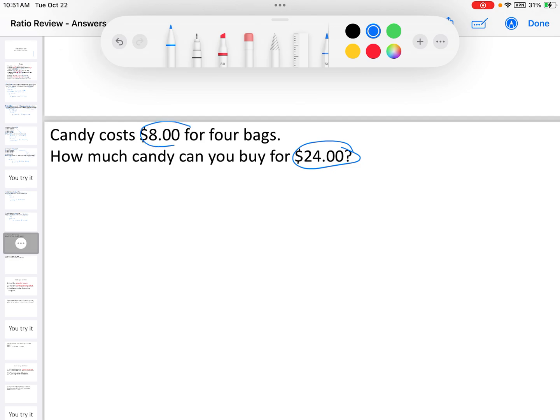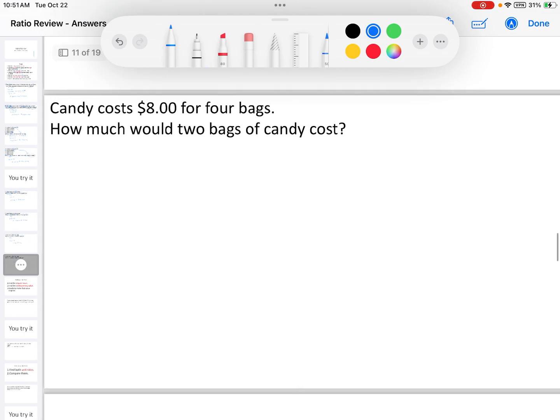This says $24. This says $8. What do you multiply by? Multiply by 3. So our scale factor is multiplying by 3. This says how much candy? This says 4 bags of candy. 4 times 3 is 12. 12 bags of candy. Decide what to do. Do that. Find your answer.